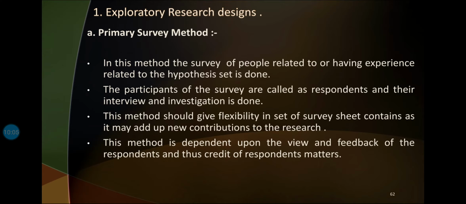This method should give flexibility in the survey sheet. Survey sheet is what? Whatever we want to ask, we write up on a particular paper, and that paper, that questionnaire, is asked to the respondent. And while doing that, your survey sheet should not be very rigid, because it should give the opportunity to the respondent to give some other reply which is not already mentioned in your survey sheet.